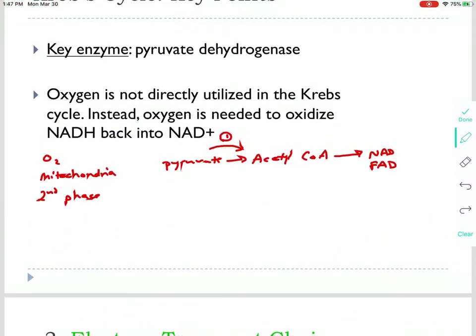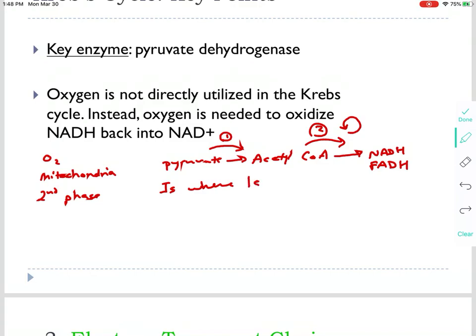So let's go back to my review. So we had pyruvate being converted to acetyl-CoA, and then acetyl-CoA converted to NADH and FADH. And that's the second part of the Krebs cycle. And this is the more cyclic part, because it's a series of chemical reactions.